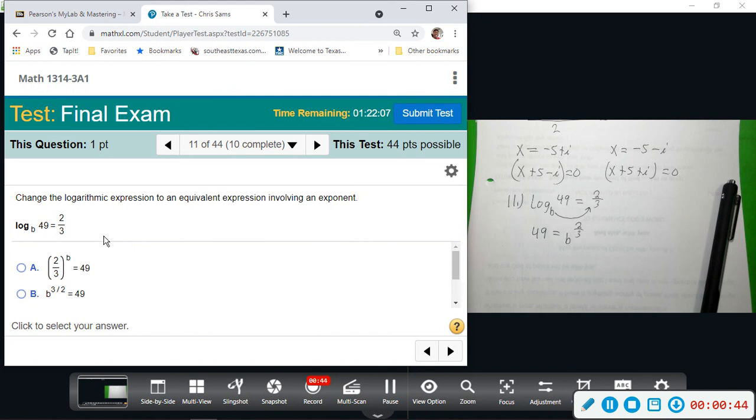So A or B don't look satisfying. Looks like b to the 2/3 equals 49.